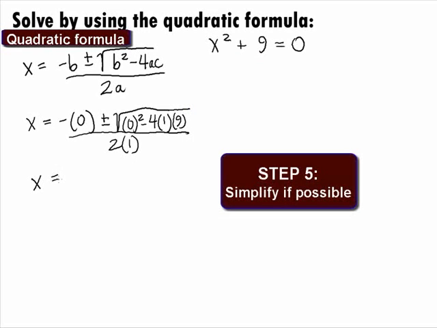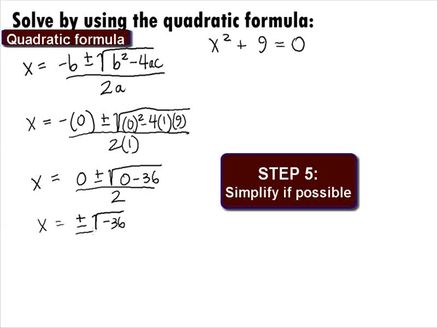In step 5, we want to simplify if possible. This will give us x equals 0 plus or minus the square root of 0 squared, which is 0, minus 4 times 1 times 9, which is 36, all over 2 times 1, which is 2. Taking the 0 minus 36 under the square root, we're going to get plus or minus the square root of a negative 36 all over 2.